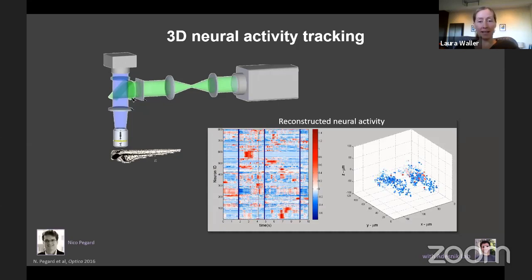But the idea is that you can localize each neuron in 3D. So this video on the right is a map of where we detected different neural structures. Each dot is a neural structure that we detected in its 3D position. You can see the two side lobes of this zebrafish's brain, left and right. And then the colors over time are the activity over time.